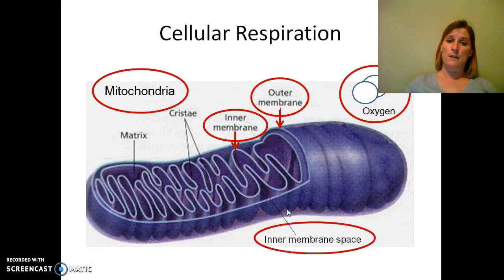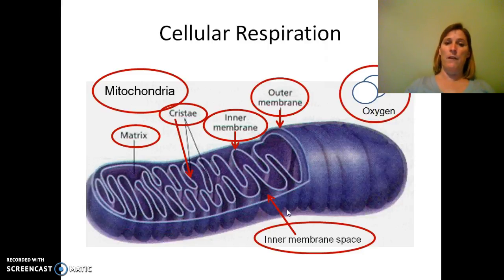It's got lots and lots of folds that create this inner membrane space between the outer membrane and the inner membrane. Those folds have a name. They're called the cristae. Basically, their purpose is to create extra surface area. We've got a lot more surface area inside for the process of cellular respiration to take place, and we call the whole thing the matrix. So our matrix is made up of all these cristae, all these folds of that inner membrane.